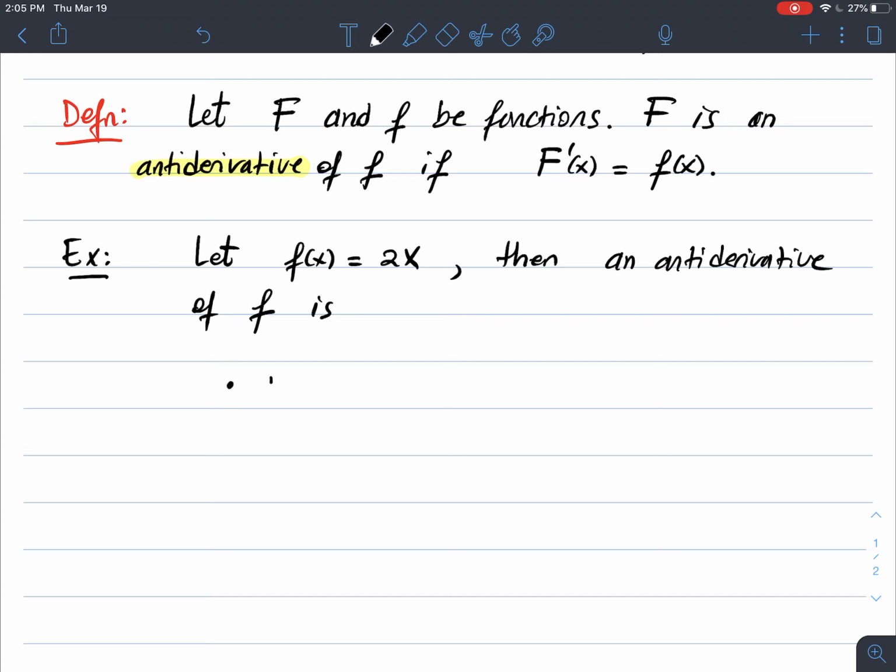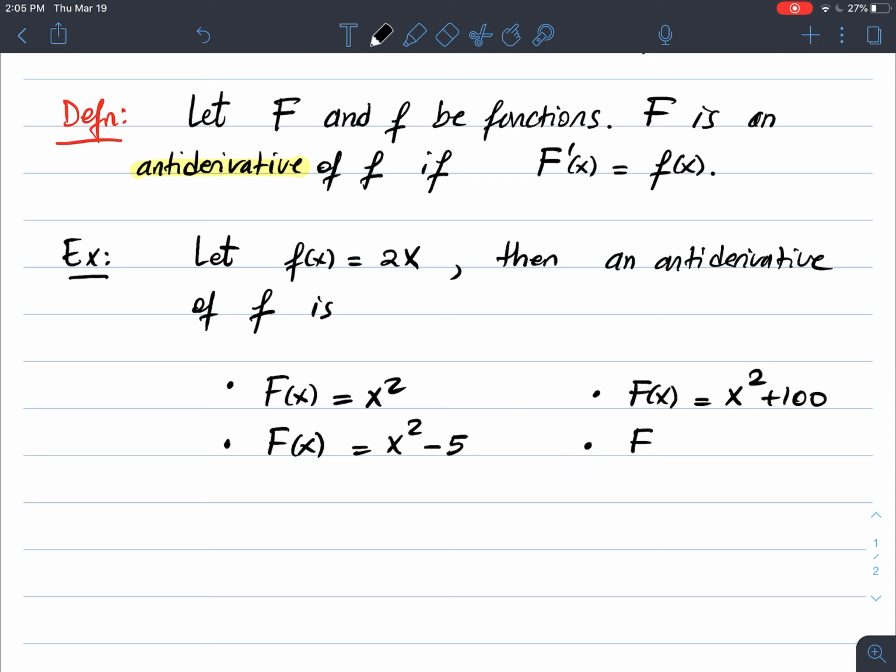So an antiderivative of f is, for example, you can take the function x squared, or you can take the function x squared minus 5, because you know that if you add a constant or subtract a constant to a function, it doesn't really change the derivative. So you can have many options here. For example, you can have x squared plus 100, or x squared plus pi, etc. Okay, so you have many options.